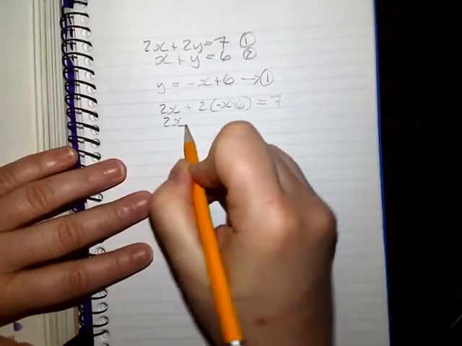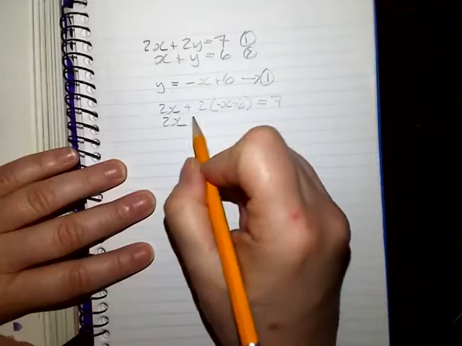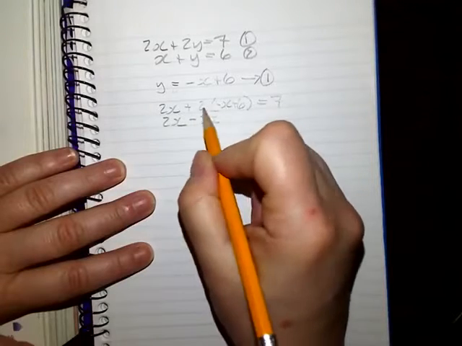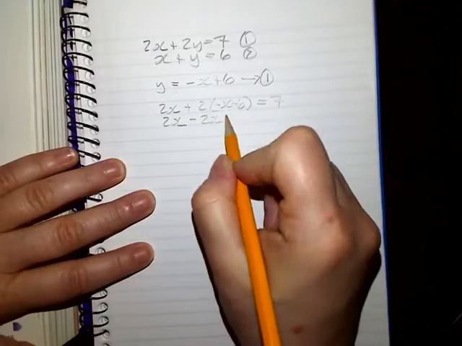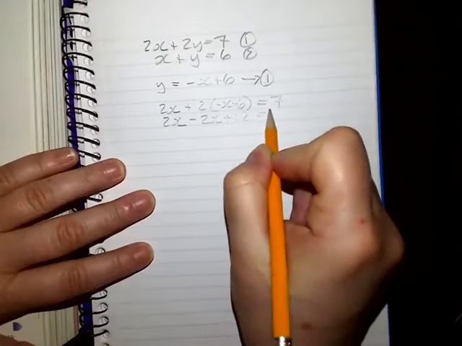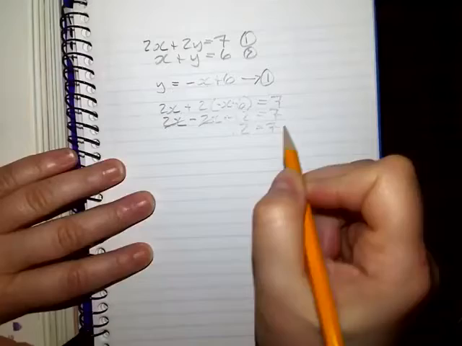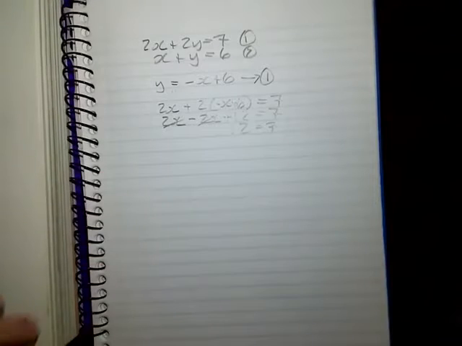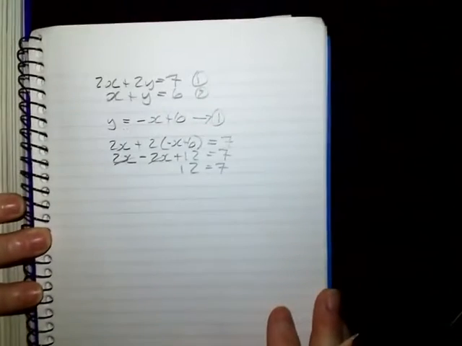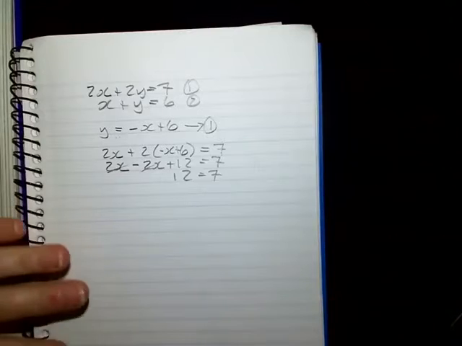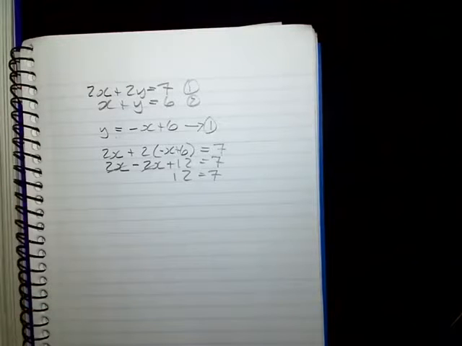Now I'm going to do my simplification, so 2 times negative x is negative 2x, and 2 times 6 is 12, equals 7. Now these cancel out, so I have 12 equals 7. Now as you know, 12 never equals 7. That's just not the way things are. 12 equals 12. 12 equals 11 plus 1. 12 equals 6 times 2, but 12 never equals 7.